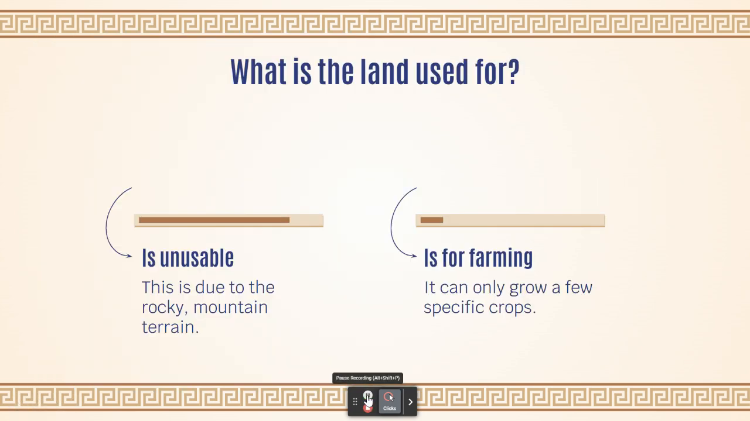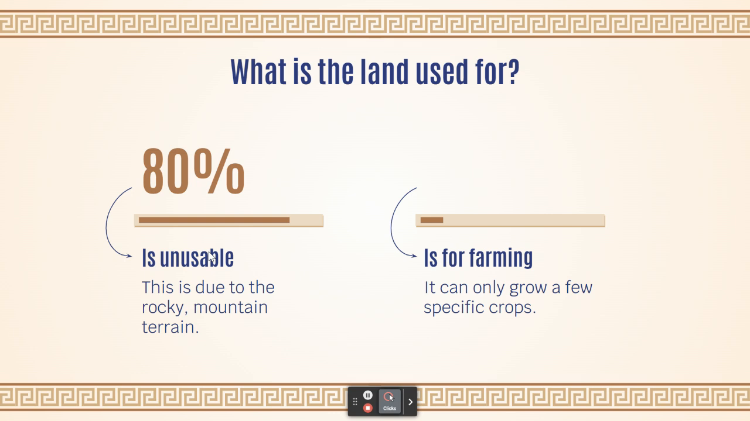So what is the land used for? Well, it's interesting because the portion that's unusable is 80%. So think about that. If you looked at all the mountains, it's so rocky, there's not a lot of soil, and they can't really do much. So over 80% or about 80% is unusable land. So it's almost incredible that such a great civilization rose up in Greece.